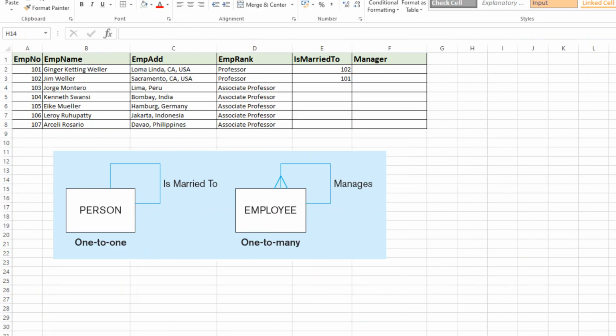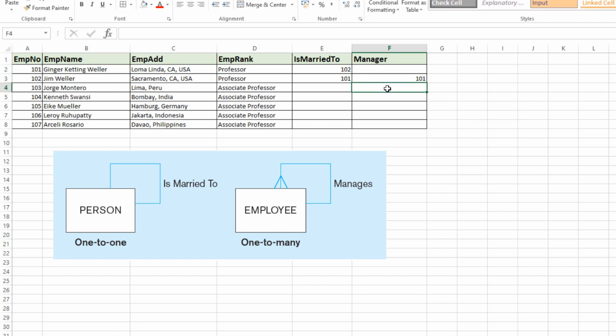The other example in our ER diagram here shows that an employee manages another employee. So let me represent that in our data set here. So I have created another attribute called manager. So let's fill in the cells. So Ginger Kettingweller does not have any manager, so that remains empty. And Jim Weller, I think, reports to the president, 101.